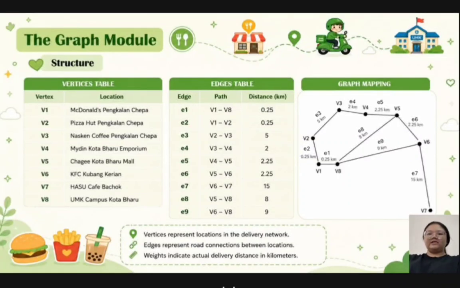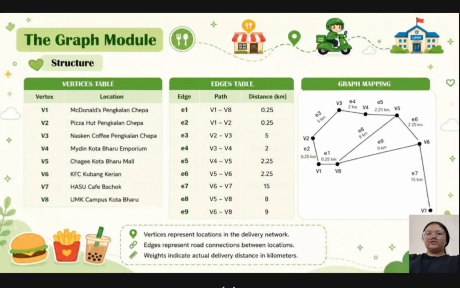Next, I will explain the edges table in our graph mapping. The graph consists of 8 vertices labeled from V1 to V8. The edges represent the connections between these vertices, while the distance indicates the length between two connected locations in kilometers. For example, HE1 connects V1 and V8 with a distance of 0.25 kilometers. Similarly, HE2 connects V1 and V2, also with a distance of 0.25 kilometers.